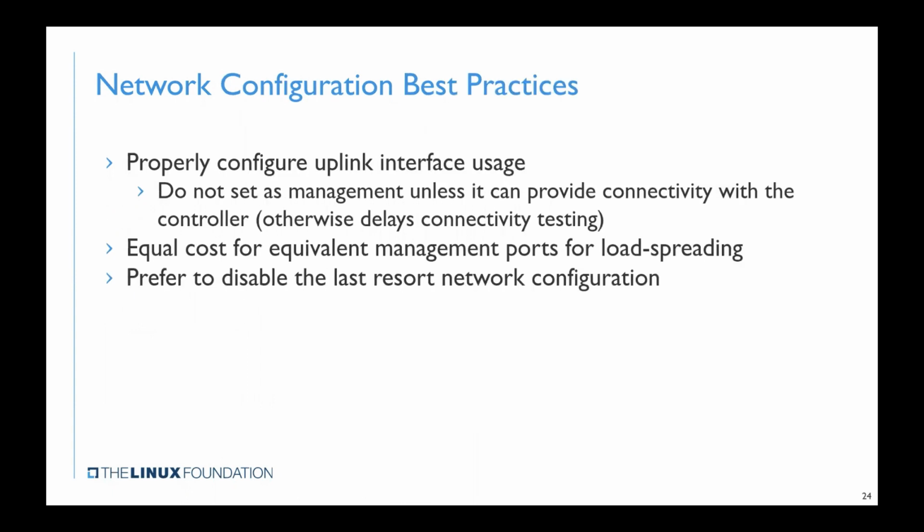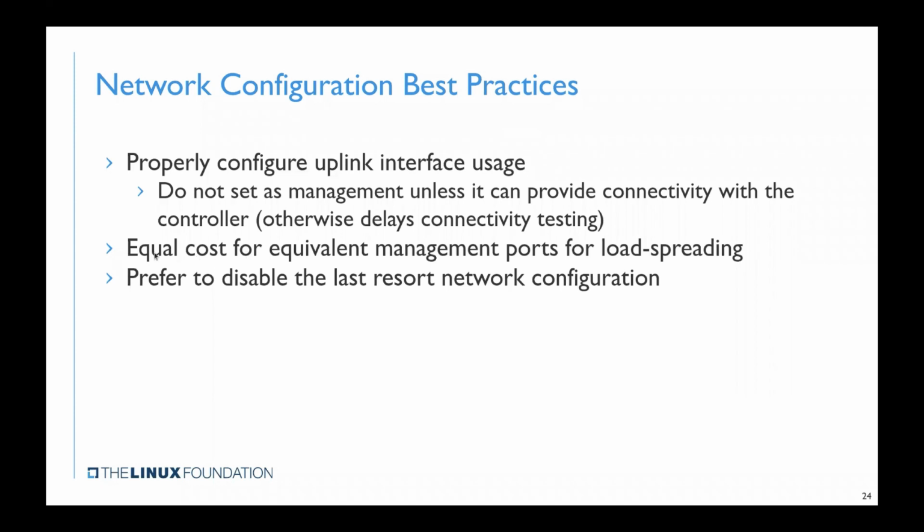Okay, and finally, some best practices for network configuration. One which I have already mentioned is to make sure to properly configure uplink network interface usage. There is this fallback mechanism, so if you configure it wrongly, then it will fall back. But eventually try to put the correct configuration. Make sure that interfaces which are marked for management can physically provide connectivity with the controller, because if not, then these interfaces will be tested periodically, and they will always return failures and delays, and will delay this whole testing process.